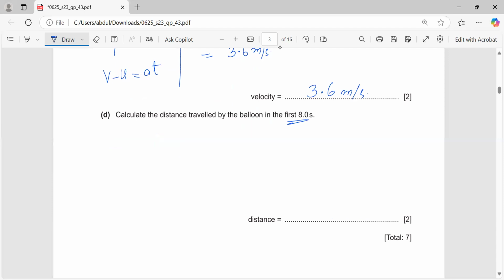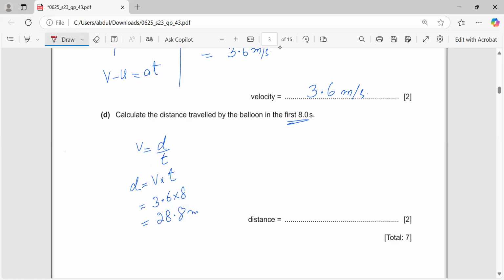Now, here is a very common mistake made by students. v is equal to distance over time, then make d the subject of the equation, it is equal to v times t. And then it is 3.6 times 8. The answer comes to be 28.8 meters. And they are very happy. They are saying we did the job, but this one is wrong. Why is it wrong?